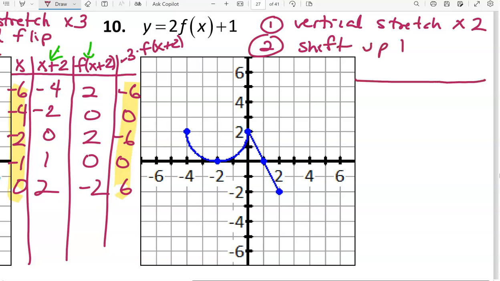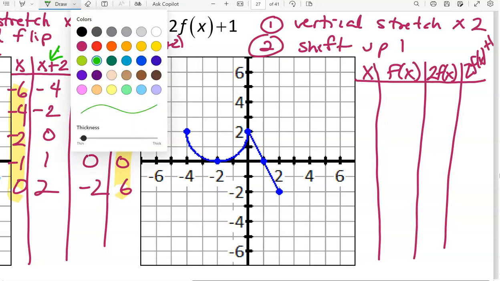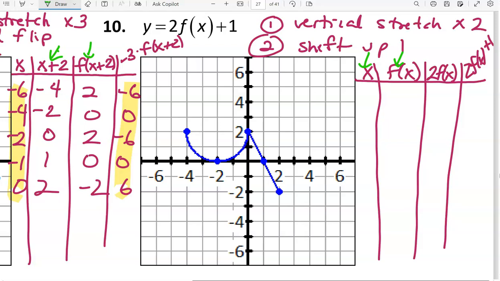When order matters, I would suggest using a table of values. x, f of x, then 2 times f of x, and finally last column would be 2 times f of x plus 1. Our input and our output columns are the first two, x and f of x. That's where the points for our original function go: (-4, 2), (-2, 0), (0, 2), (1, 0), and (2, -2).